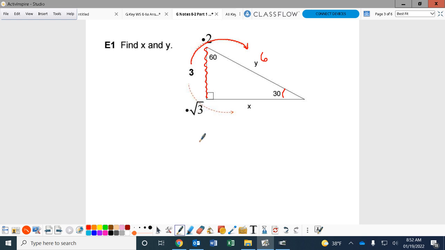Guys, this isn't hard. It's just memorizing this rule. That's all it is. To go from the short leg to the long leg, we are going to multiply by the square root of 3. That is written 3 square roots of 3. That's it. You're done.